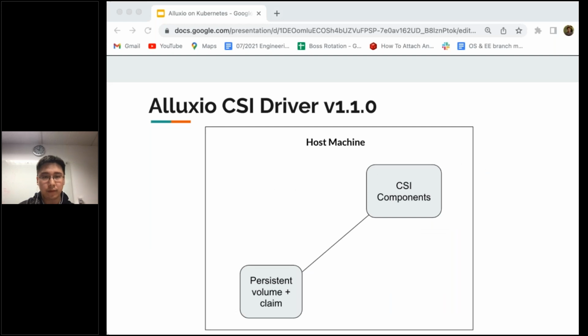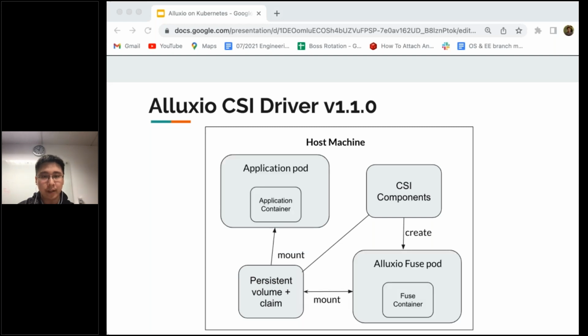In this new version of the Alluxio CSI driver, we still set up CSI components and create the persistent volume and its claim as before. Then when the application pod comes in, our CSI driver, instead of launching the Alluxio Fuse process inside the node server container, will create a whole new pod with the Fuse process running inside. This is done by using the Kubernetes API. In other words, we take the Fuse process out from the CSI components and put it into its own new pod, which our driver creates.